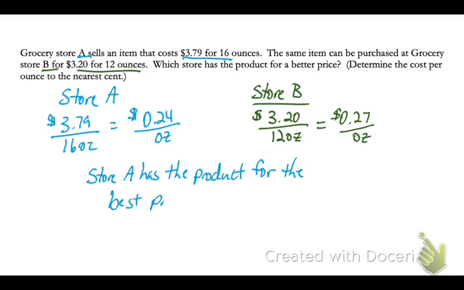When you go to the grocery store, if you look on the shelves of items, stores will often have a marker that tells you how much money per ounce, so that can help you make your selection.